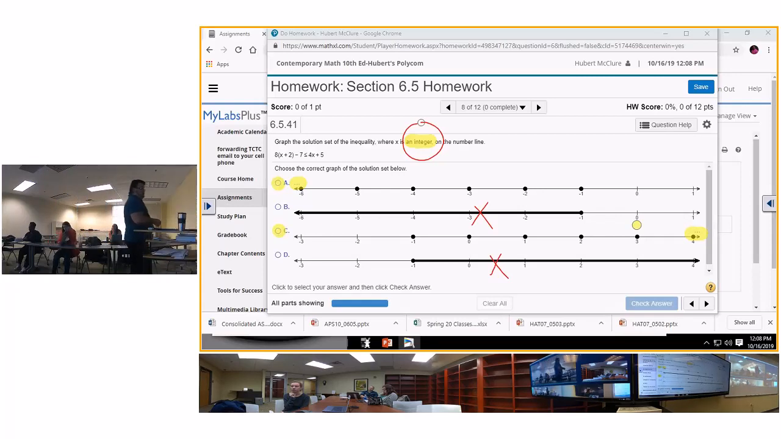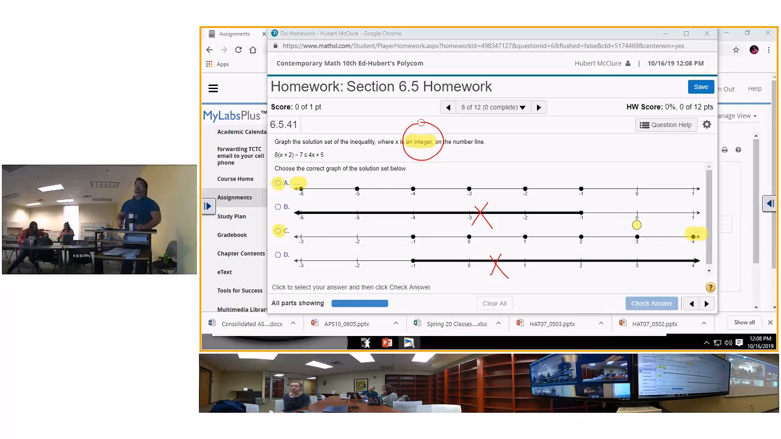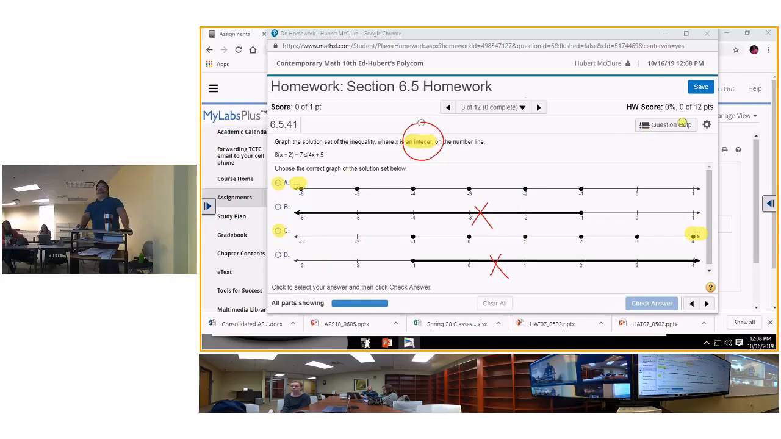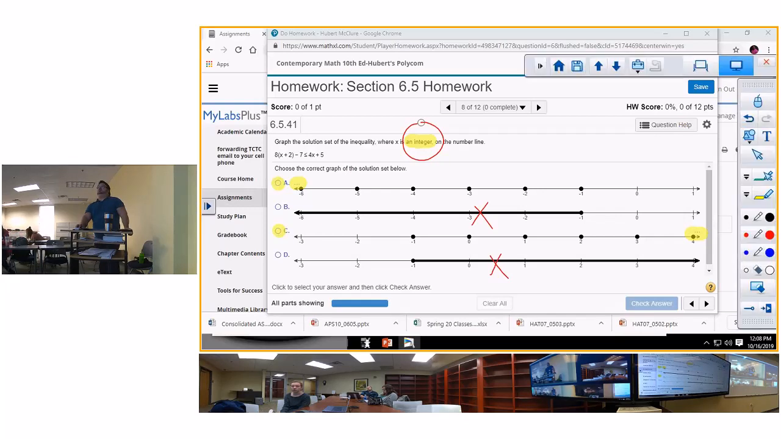All right. So now you're able to work on 6.5. So what does that mean for Friday? Questions. We're going over the test, and we're going over homework questions. So make sure you get all the homework done with this section. Any questions?